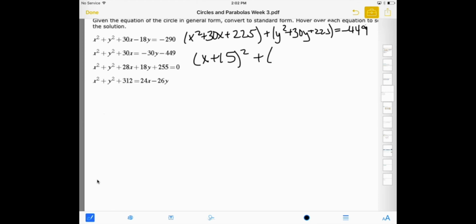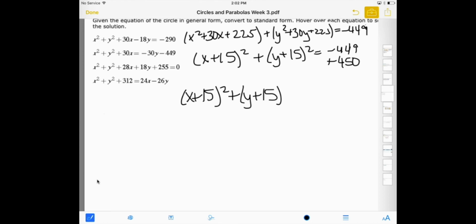Now, since we did all the work on the last screen, I know that that's going to factor down to (x plus 15) squared plus (y plus 15) squared equals negative 449, but don't forget to add your 225 and another 225. I went ahead and combined those and made it 450, because that's 225 plus 225. And so for my final answer, I get (x plus 15) squared plus (y plus 15) squared equals just 1.